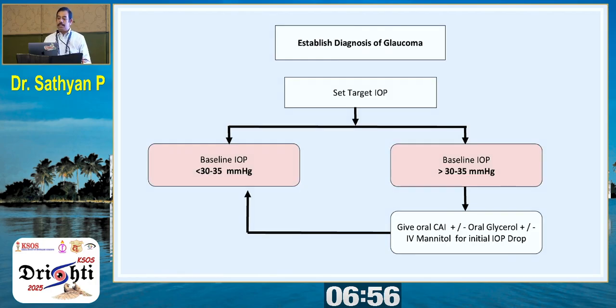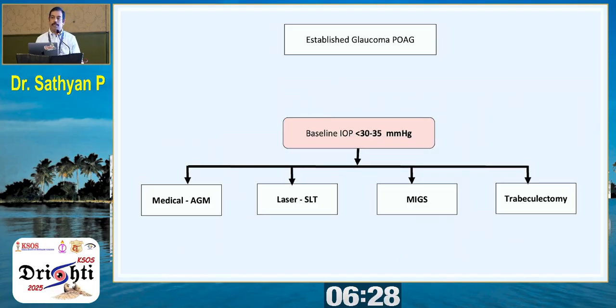Once you establish the glaucoma, I'm giving you a broad guideline: with an IOP of less than 30 or 35, medication can really work. If it is more than 35 or so, a single medication may not really work. That is the basic concept. So if it is over 35, you treat with Diamox and other methods and bring it down to 35. Once you have brought it to the 30 to 35 range or below, you have the options of medical, lasers, the mixed procedures, and then the trabeculectomy.